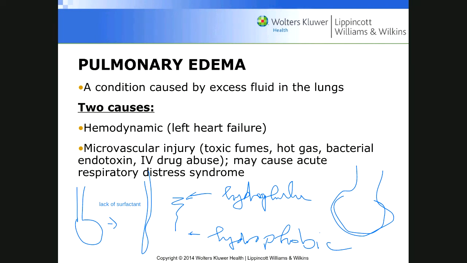Oftentimes, children who are born by cesarean section, for example, do not have a lot of surfactant produced. It turns out that as the child goes through the birth canal, they start to produce a lot of surfactant, which then helps the child inflate the lung. And of course, some children have a gene defect so that they can't produce surfactant, and as such they would have this collapsed lung. These two are called respiratory distress syndrome. Okay.